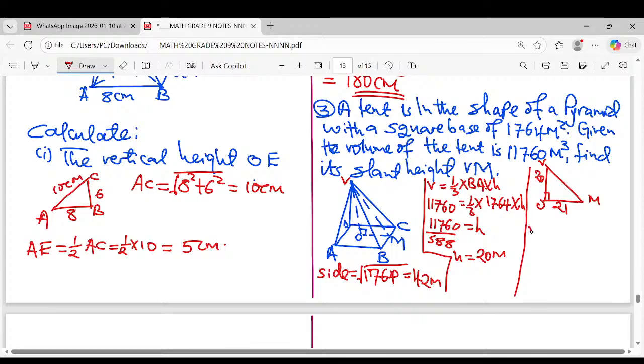So applying Pythagoras theorem, you can see that VM is given as the square root of 21 squared plus 20 squared. So this will be the square root of, when you take 21 squared plus 20 squared, that gives you 841. So the square root of 841 gives you 29 meters. So VM is 29 meters.